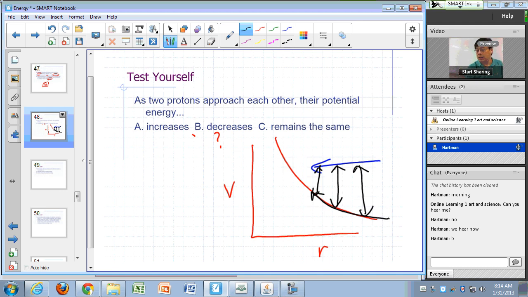Now, if you plot potential energy versus R, you can see it's decreasing. It's decreasing as they separate from each other. This one says approach. Okay? Remember that if two things are repelling each other, as they move closer, they're going to have to start to slow down. So you're looking at decreasing kinetic energy. If the kinetic energy is going down, then that means the potential energy must be going up.